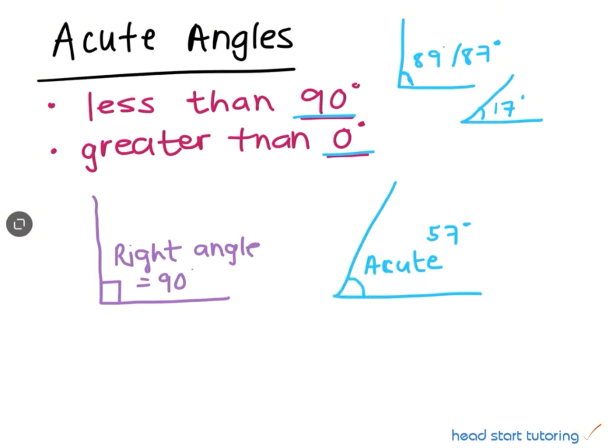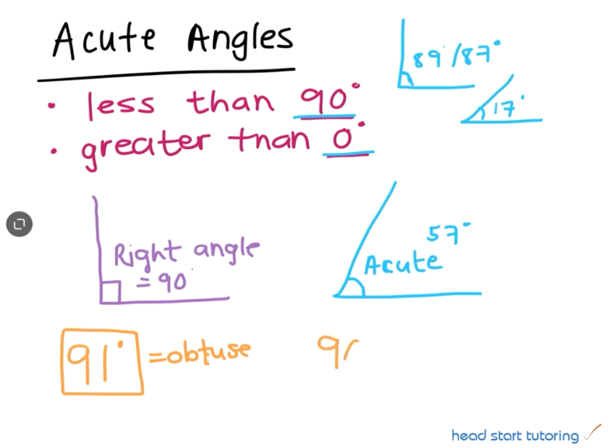So if in a test we are asked a question such as what type of angle is 91 degrees? 91 degrees is not an acute angle because 91 degrees is greater than 90. So 91 degrees is actually an obtuse angle, which we'll have a look at just now. So 91 degrees will not be an acute angle because it is greater than 90.